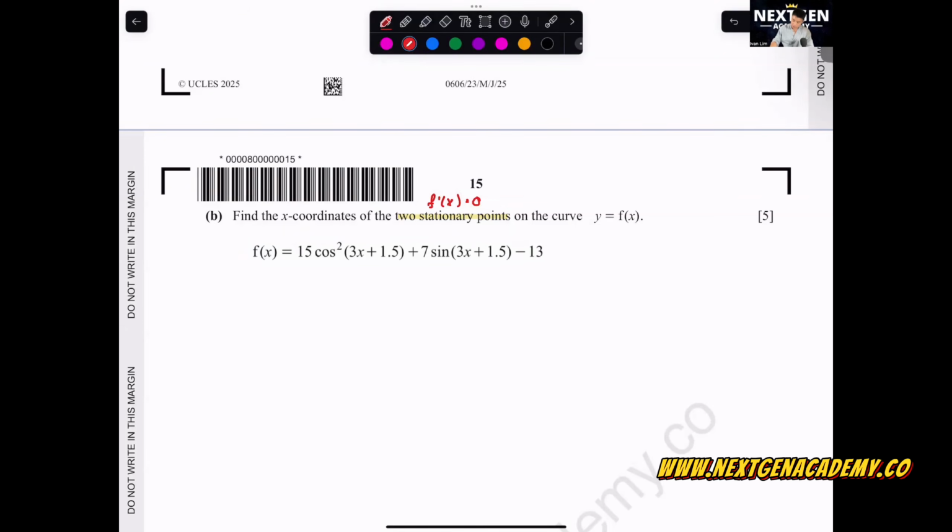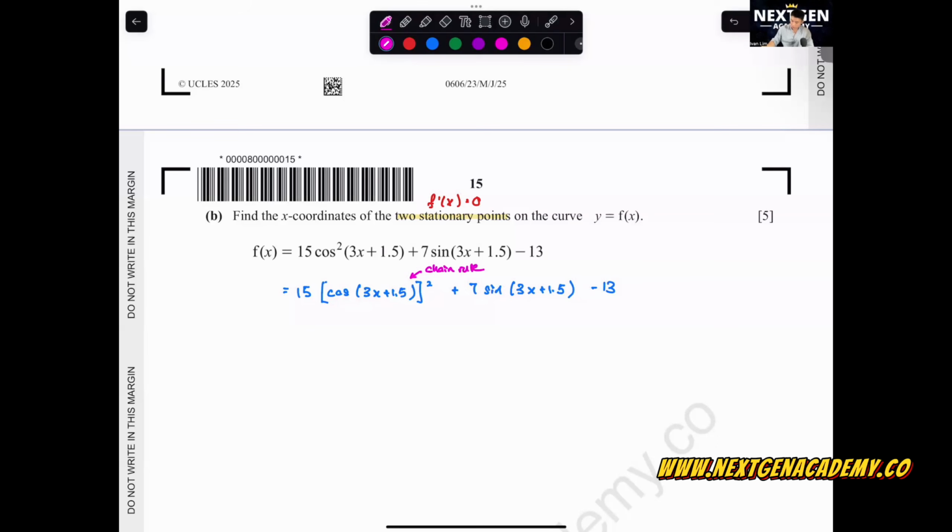Do you all know how to factorize this one? How can we rewrite this square first? Just in case you don't know, we will write this as cos of 3x plus 1.5, the whole thing, squared. Then you are going to do a chain rule here. Whenever you see a power on a trigo, you have to change it into this form first. Then this one is a chain rule. You can write here, chain rule.